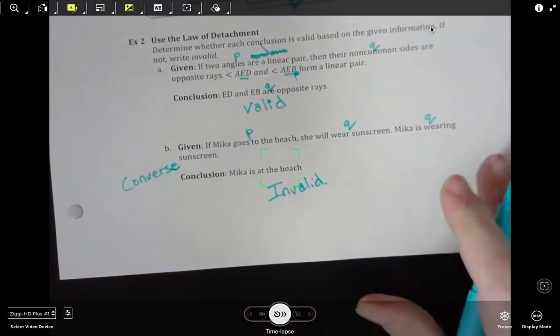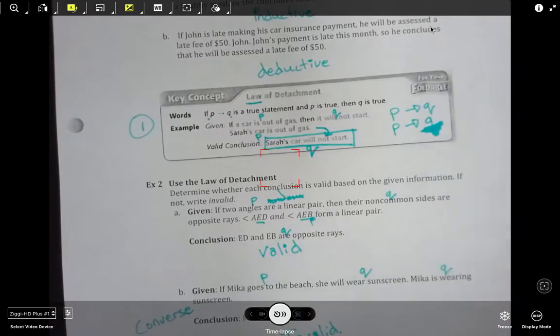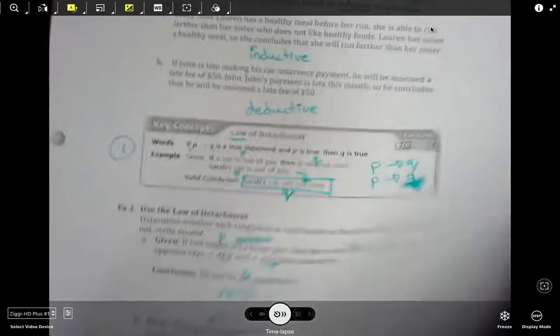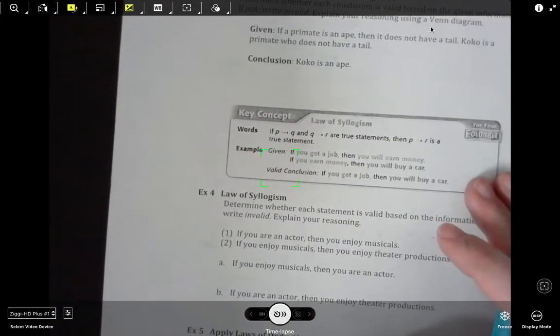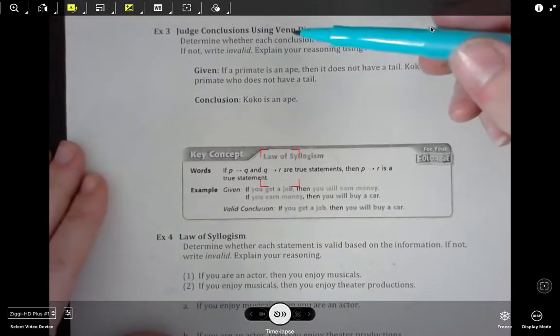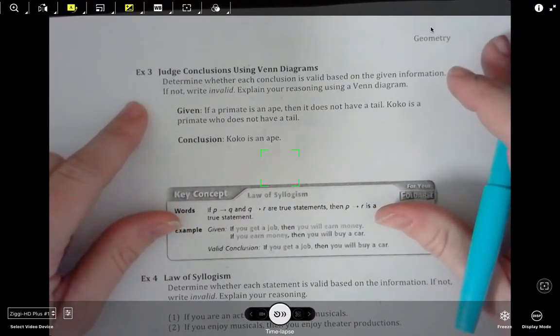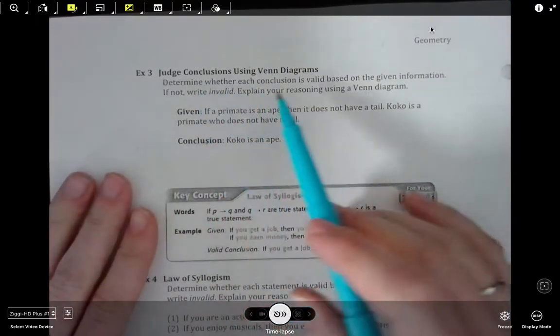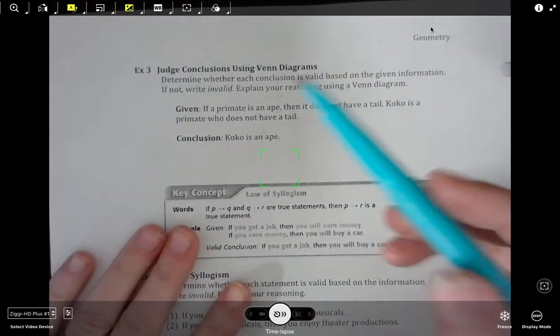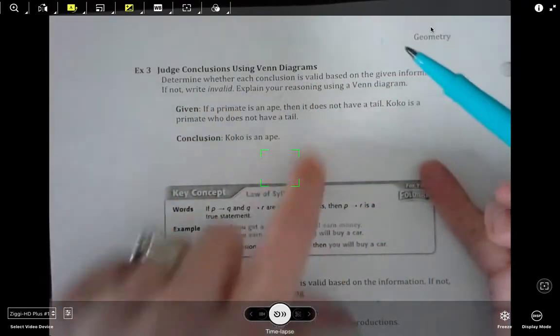Okay. So law of detachment: P then Q, P then Q. You're basically taking the pattern and repeating it over again. Okay. Law of syllogism. Oh wait, hold on. Example 3. They want us to do another one of these, but explain it with a Venn diagram. So, determine whether each conclusion is valid based on the given information. If not, write invalid. Explain your reasoning.